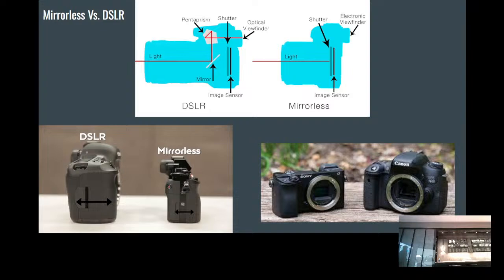So the fact that they got rid of the pentaprism and the mirror makes camera bodies smaller in just the shape and the size, also lighter in general too. So mirrorless has a lot of improvements over its DSLR counterparts. It's better for low light situations, they're faster cameras, they're lighter weight.